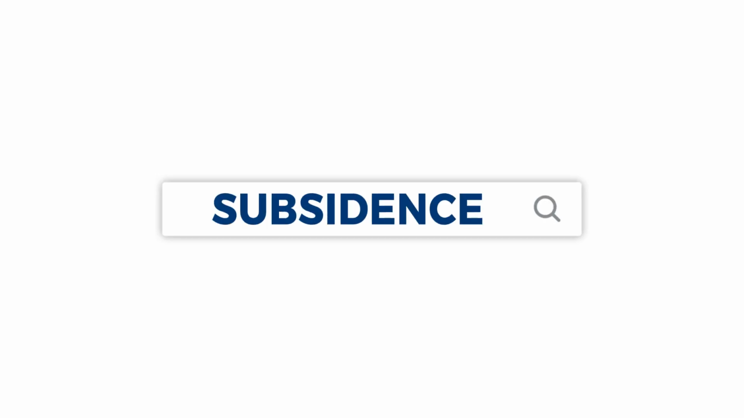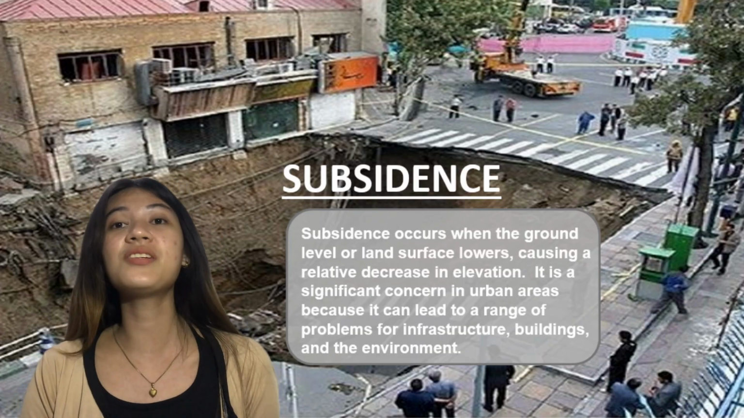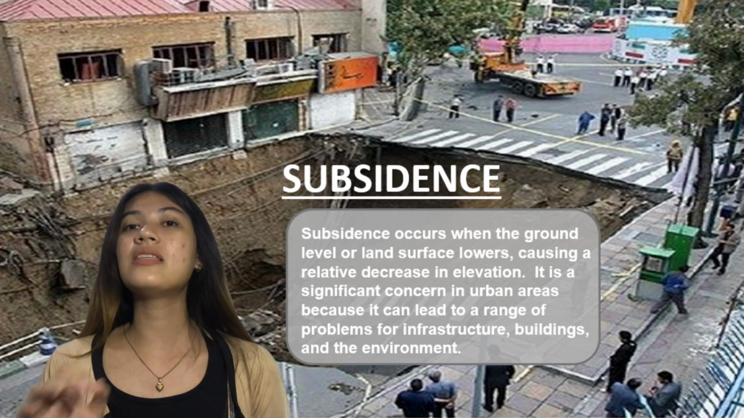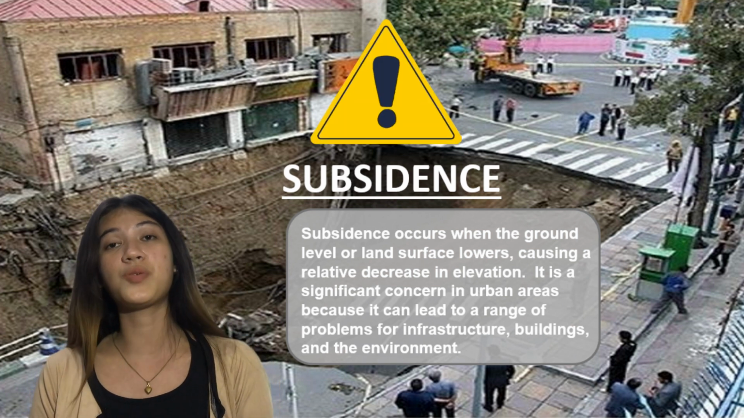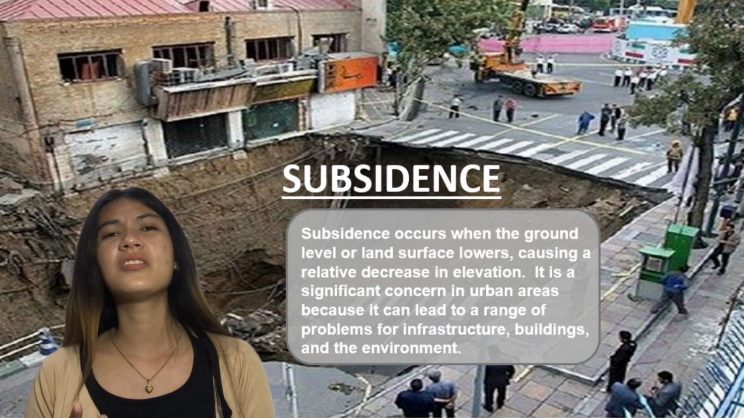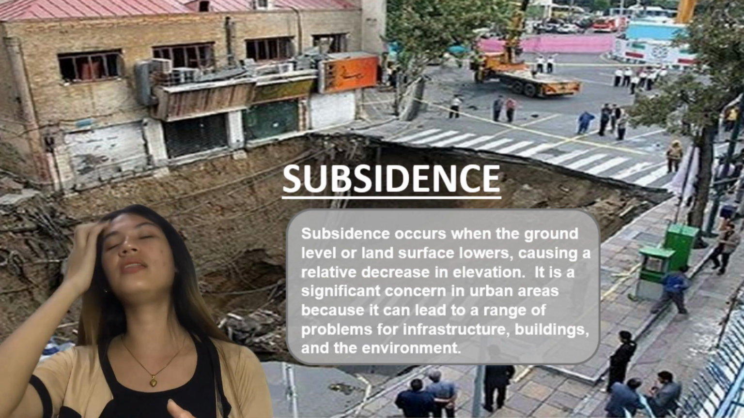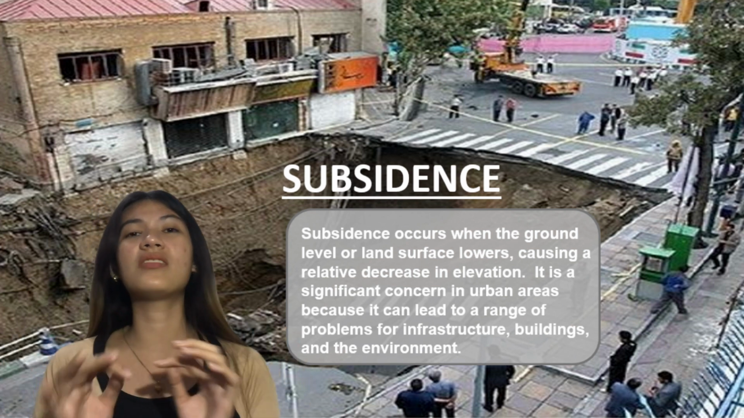Third is subsidence. Subsidence is the gradual sinking or settling of the Earth's surface in a particular area. Subsidence occurs when the ground level or land surface lowers, causing a relative decrease in elevation. It is a significant concern in urban areas because it can lead to a range of problems for infrastructure, buildings, and environment. As it may damage its building, right? Yes, masisira talaga yung building. Magkakaroon ng issue yung building na natayo because of the subsidence.